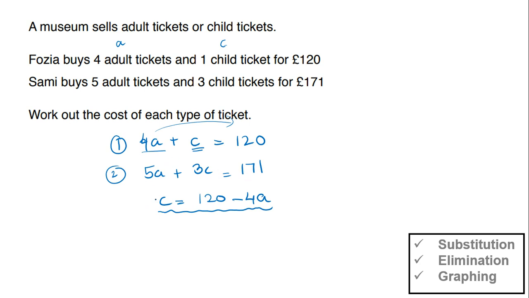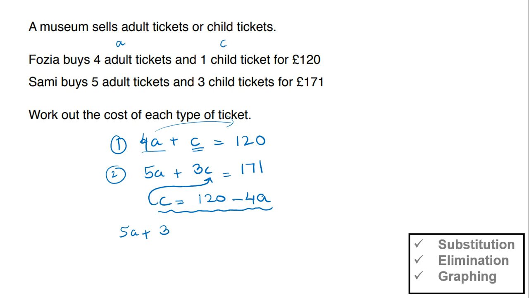Now this equation, I can put it inside my equation number 2. I have to replace the C of equation number 2 with whatever I have gotten for equation number 1. Because now C is rearranged, I can just replace this 3C with the information right here, which means that 5A plus 3C, so 5A plus 3.